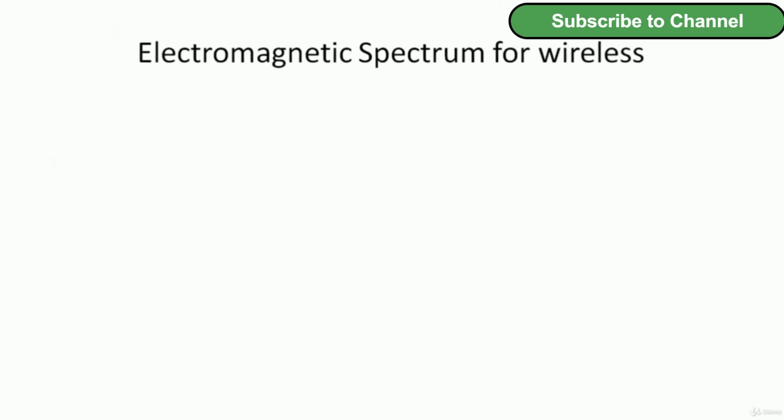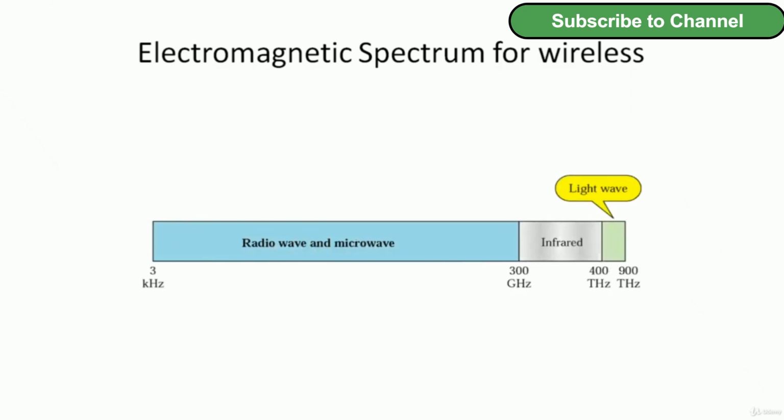Then next one, we have to study the wireless transmission media, and for that first we should know the electromagnetic spectrum for the wireless. The electromagnetic spectrum is nothing but the range of frequencies over which the signal transmits. So starting from 3 kilohertz up to 300 gigahertz, it is the radio and microwave. Radio waves and microwaves are there.